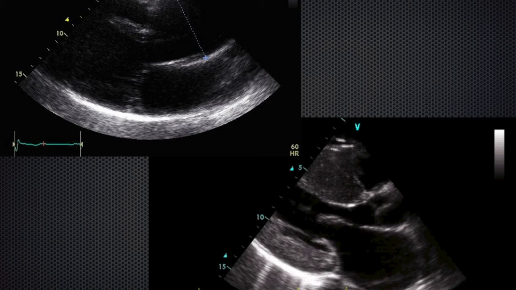On the bottom right image, this is somebody who had hypertrophic cardiomyopathy, and you can see the wall thickness of the posterior and especially the septal wall is absolutely thickened, even if this was in the systolic phase. So this person has hypertrophic cardiomyopathy.